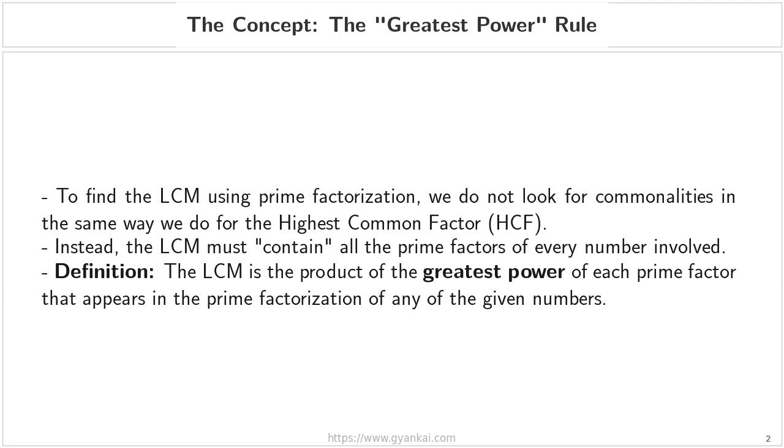Now that we've introduced what the least common multiple actually is, let's look at the core logic behind this method. In simpler terms, once we break our numbers down into their prime components, we look at every prime number that shows up, and we pick the one with the largest exponent. We don't skip any primes, even if they only appear once. In the next slide, I will show you the exact step-by-step procedure to put this rule into practice.